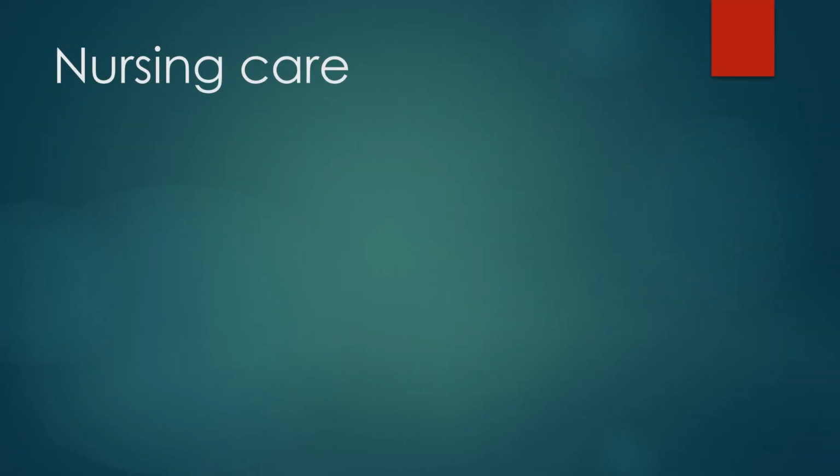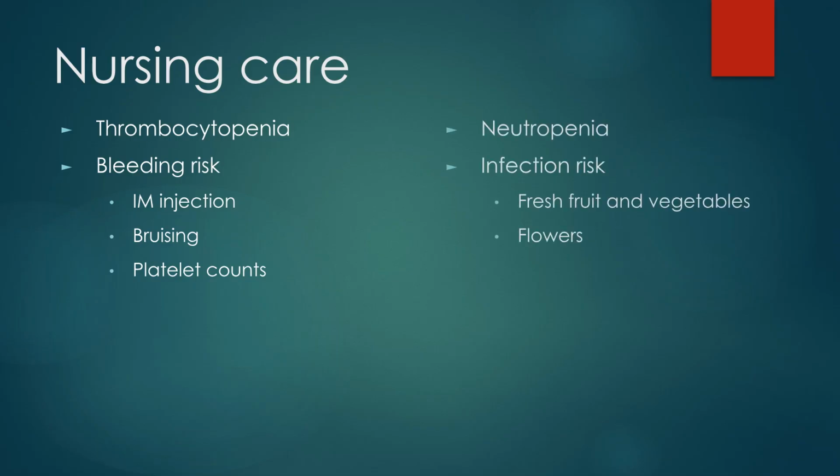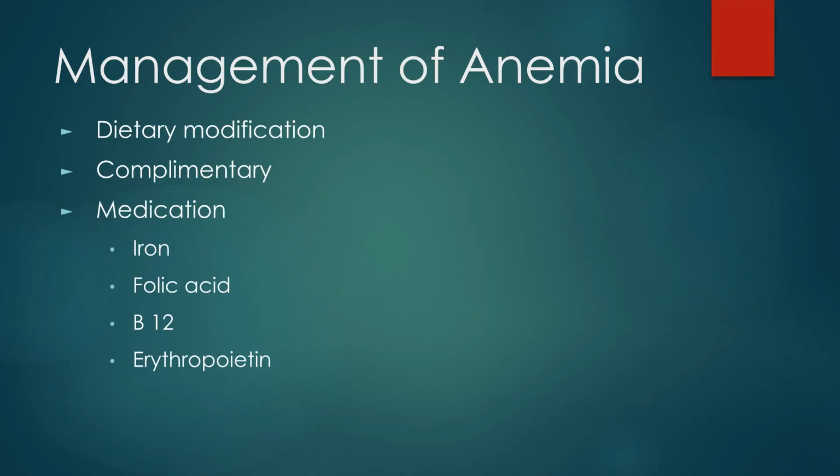Nursing care focuses on managing thrombocytopenia and bleeding risk, which includes careful consideration of injections, monitoring for bruising, and checking platelet counts. For neutropenia, infection risk is managed by precautions like avoiding fresh fruit, vegetables, and flowers. Management of anemia involves dietary modification, complementary therapies, and medication. Common medications include iron, folic acid, B12, and erythropoietin.